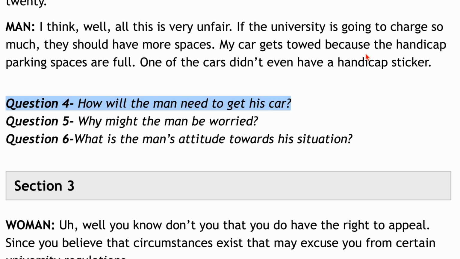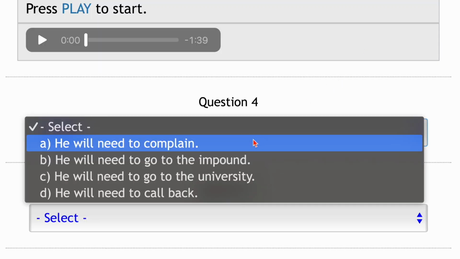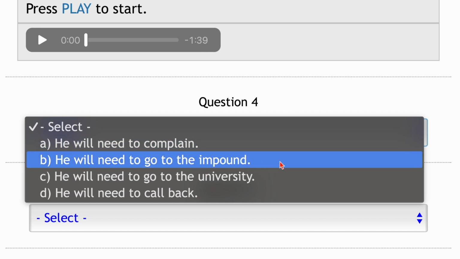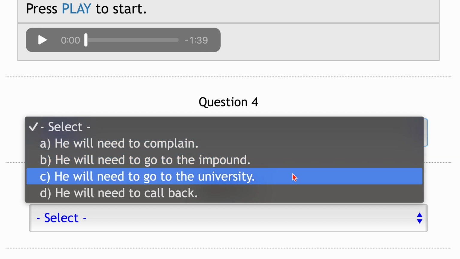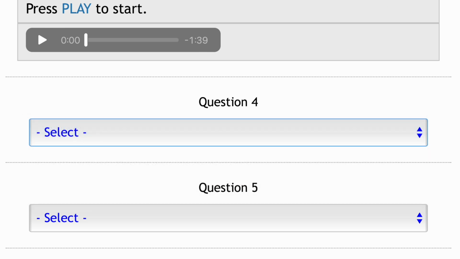How will the man need to get his car? He will need to complain. He will need to go to the impound. He will need to go to the university. He will need to call back. Well, let's see.